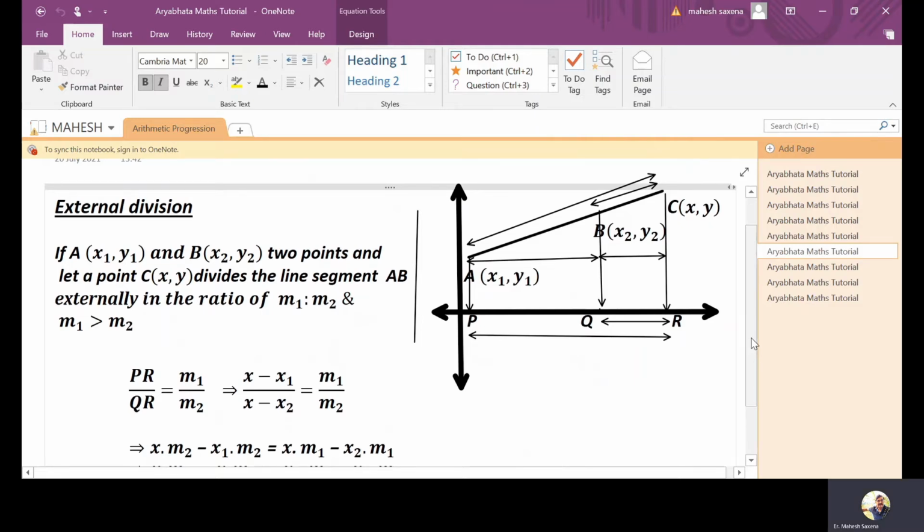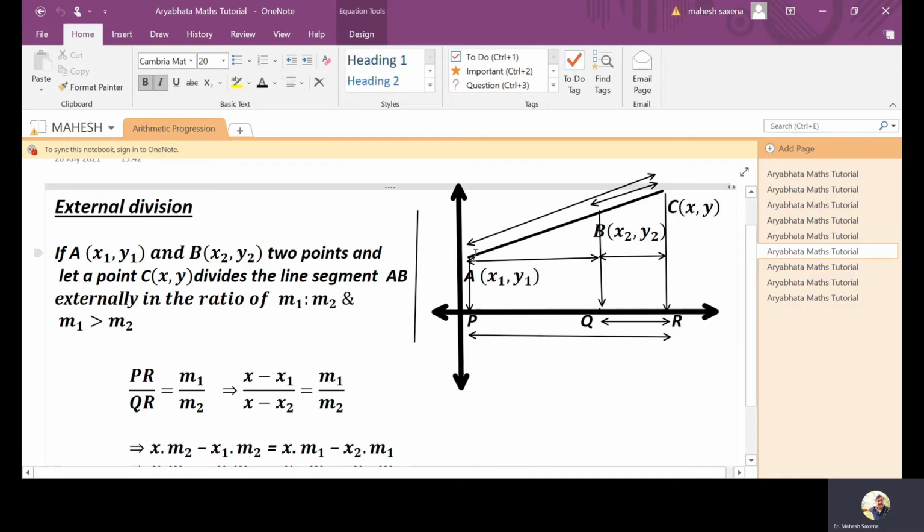Now we come to the external division. Let A(x1, y1) and B(x2, y2) be two points, and let C(x, y) divide the line AB in the ratio m1:m2, where m1 is greater than m2.